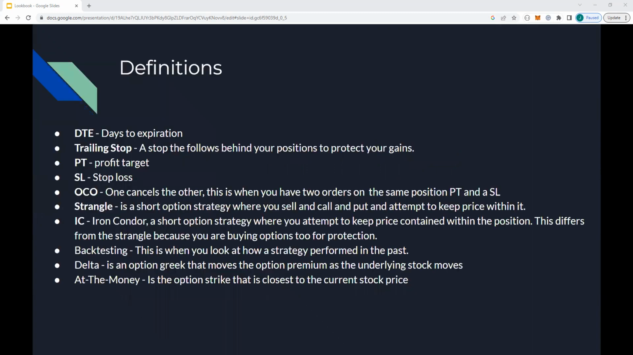So zero DTE, or DTE, is days to expiration. So when you buy an option, it has a set date on which it expires, either worthless, or you get your time decay money through selling the option.